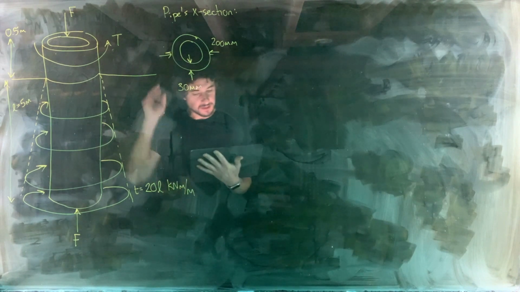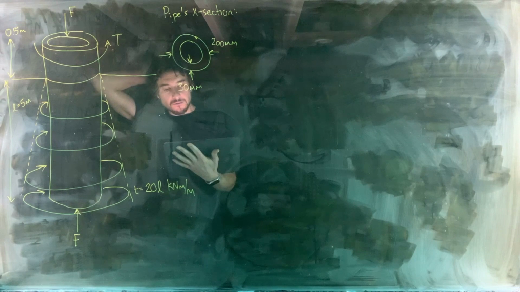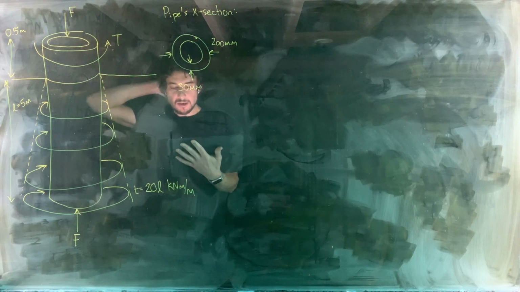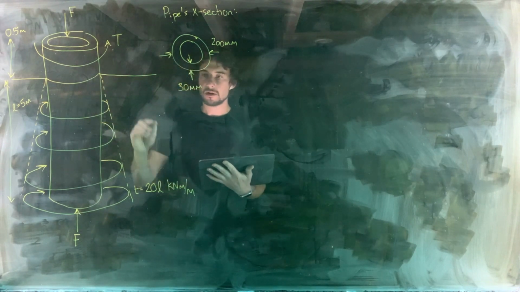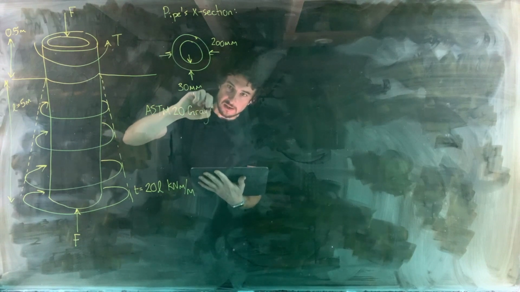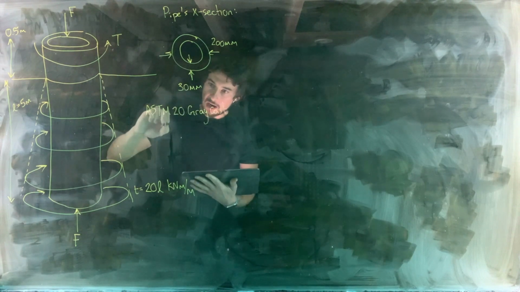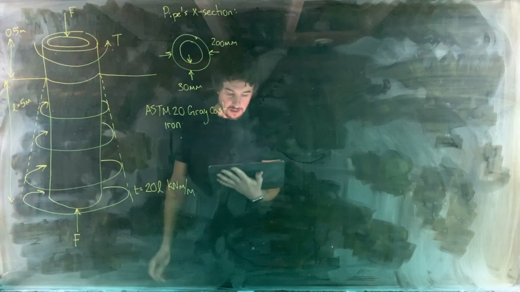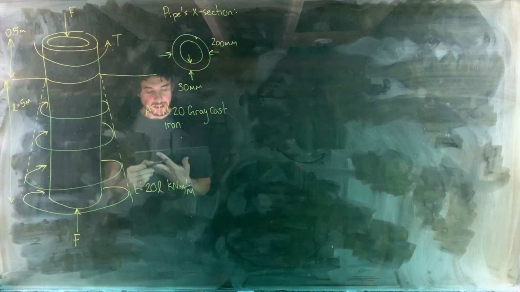So let me read the problem statement. A pipe made of ASTM 20 gray cast iron extends to a depth of 5 meters in sandy soil. The pipe was positioned incorrectly when installed. Unfortunate. And it must be rotated by 20 degrees to correct that incorrect positioning.